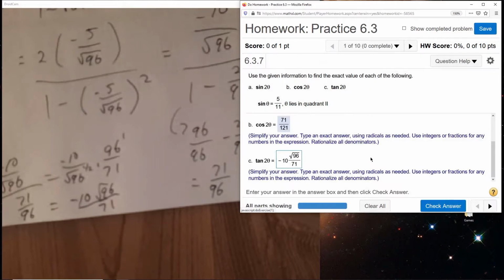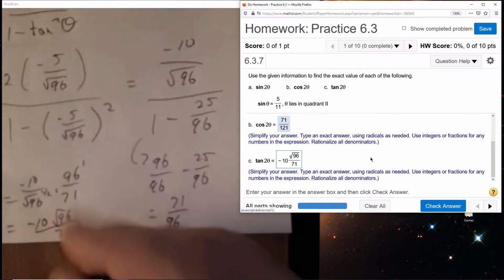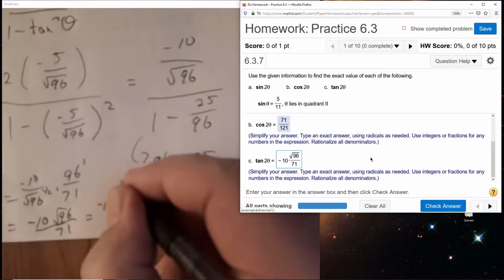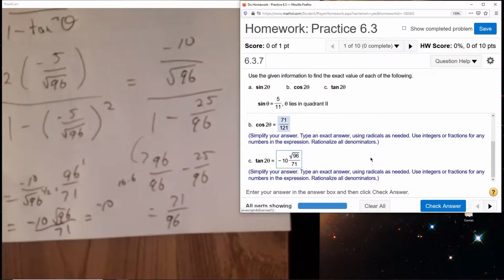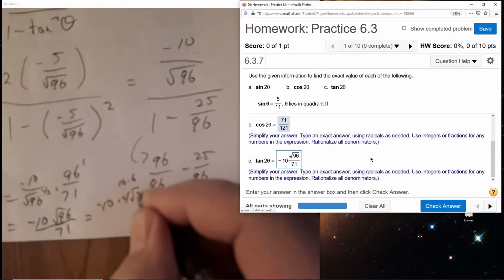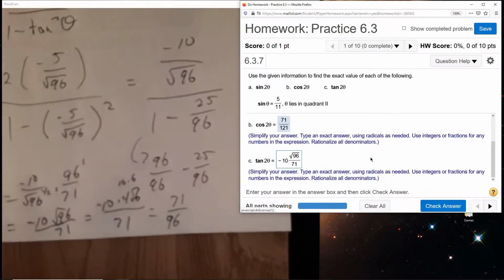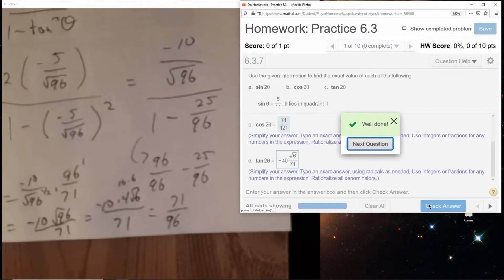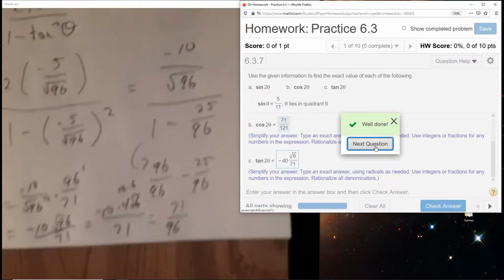Not a quick, oh, because 96, that's right, is, what was that again? 16 times 6, and the square root of 16 is 4, so we get 4 square root of 6 over 71. So they're actually looking here for minus 40 square root of 6. And that is the first one.